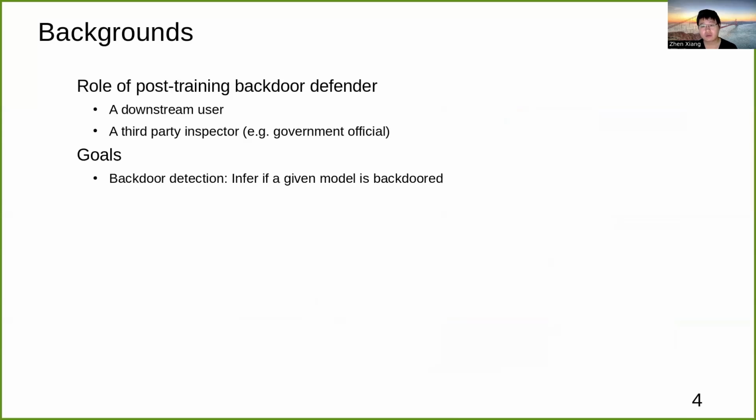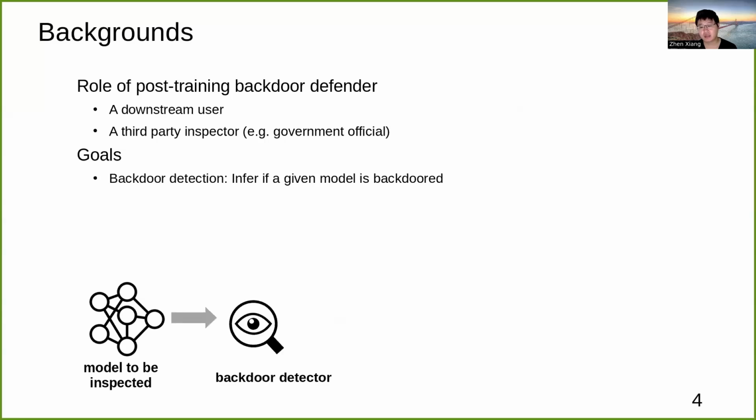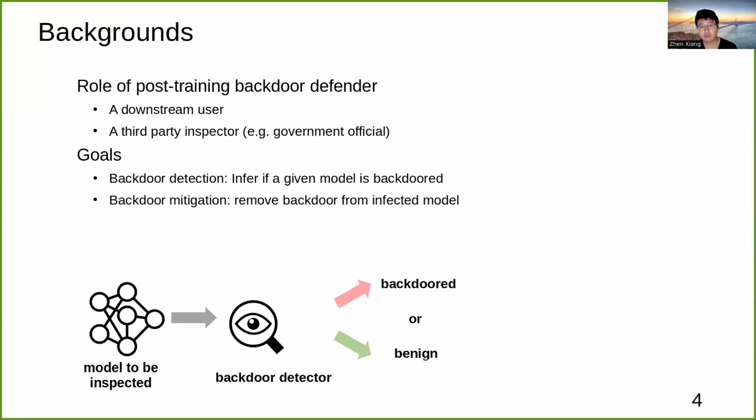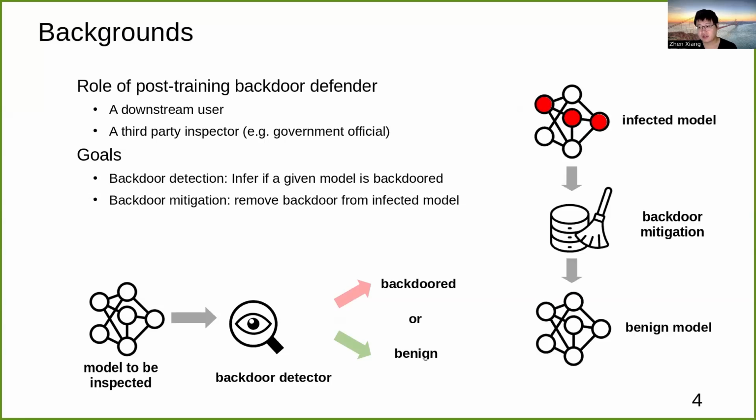The goal for backdoor detection is to infer if a given model is backdoored or not. That is, given any model to be inspected, a backdoor detector can be viewed as a binary classifier with two potential outcomes, backdoor or benign. And the goal for backdoor mitigation is to remove the backdoors from an infected model. That is to give us a benign model without backdoor mapping, but with very high performance on benign samples.